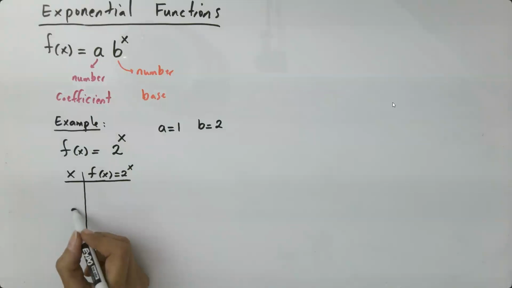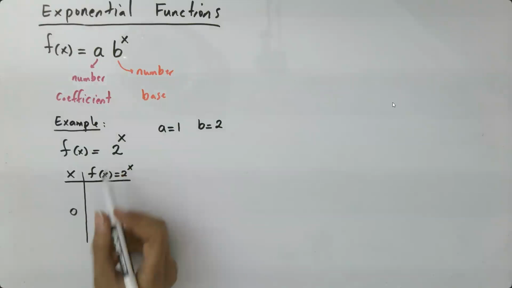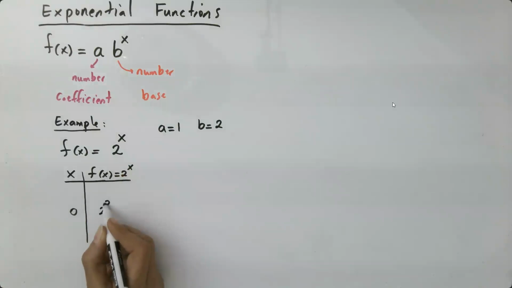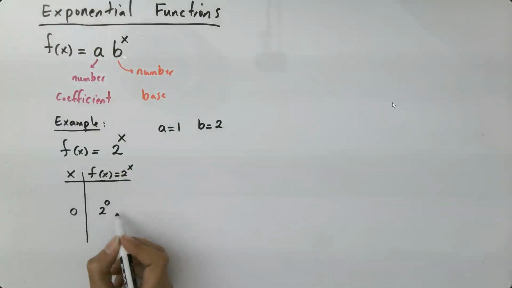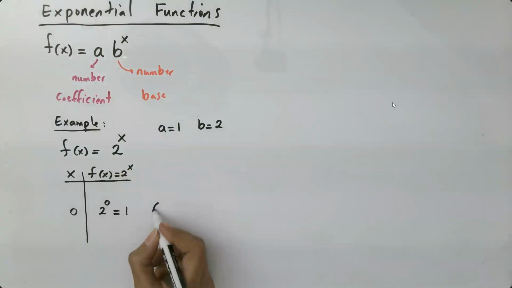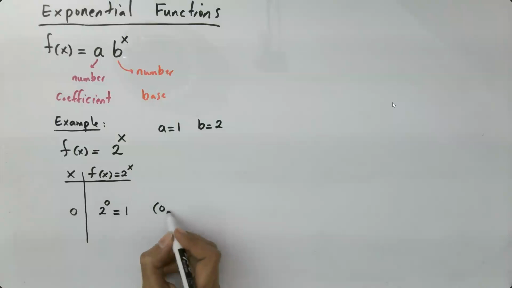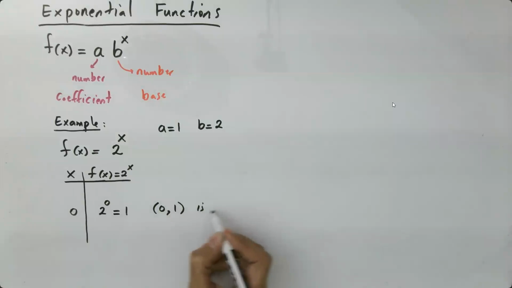Let's plug in 0. Am I allowed to plug in 0? Let's check. I have 0. I have 2 to the power 0. F of 0, or the y value, is 2 to the power 0. Remember that any non-zero number raised to 0 is always 1. So what's the meaning of that? It means that the point with first coordinate 0 and second coordinate 1 is on the graph.